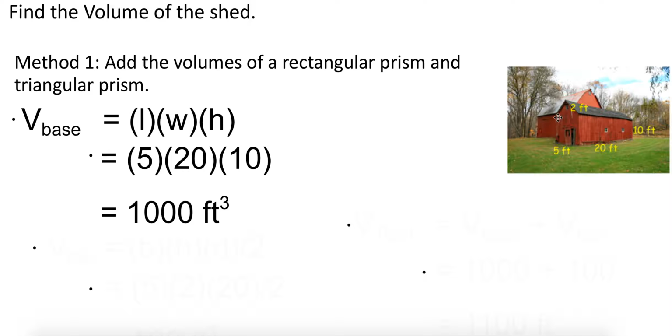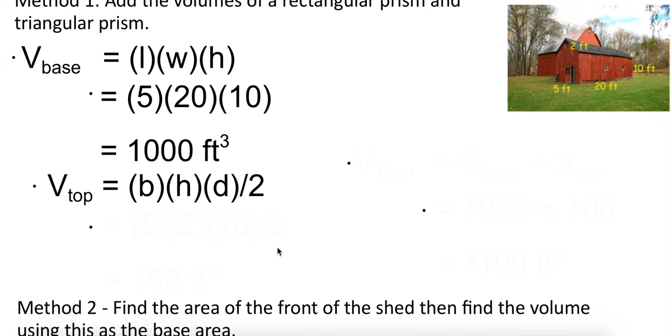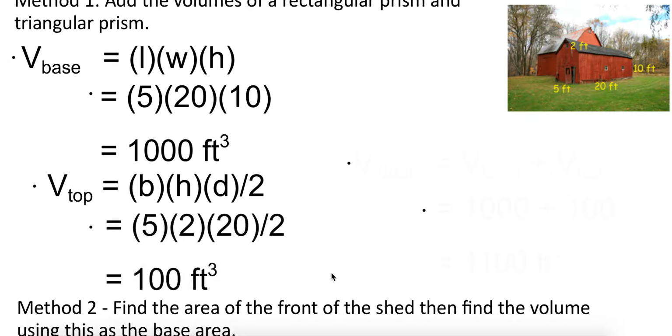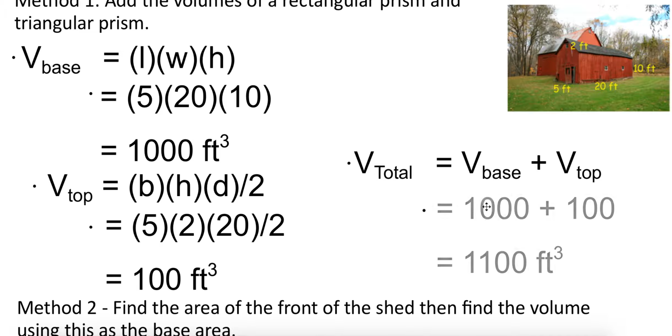So we're going to do base, which is 5, times height, which is 2, divided by 2. And then we have to multiply it by the depth, which is the depth that it runs, and that's 20 in this case. So we've got base times height times depth divided by 2. Base times height divided by 2 just gives us the area of that front bit. The depth multiplies it through. We get 100. Add them up and you get 1,100 feet cubed.